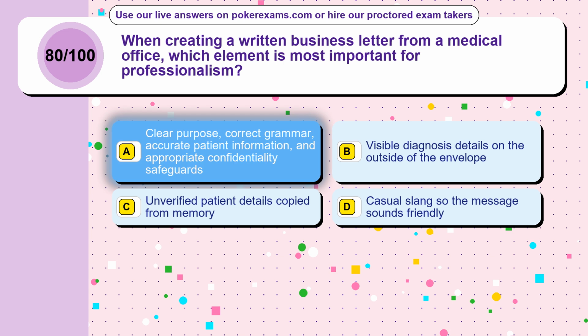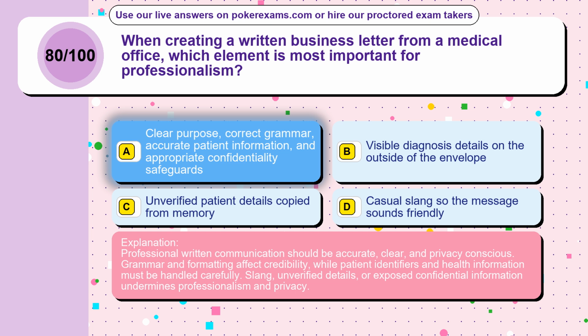The correct answer is option A. Clear purpose, correct grammar, accurate patient information, and appropriate confidentiality safeguards. Professional written communication should be accurate, clear, and privacy-conscious.